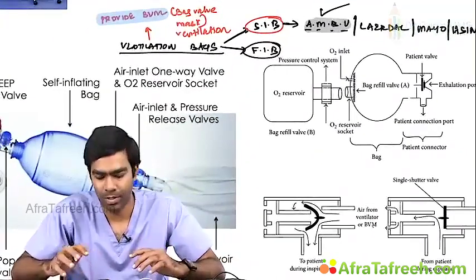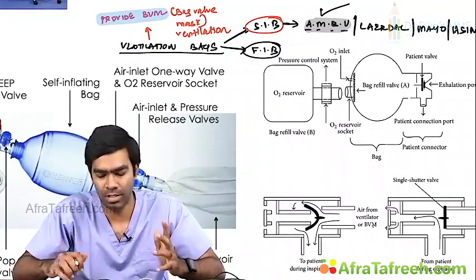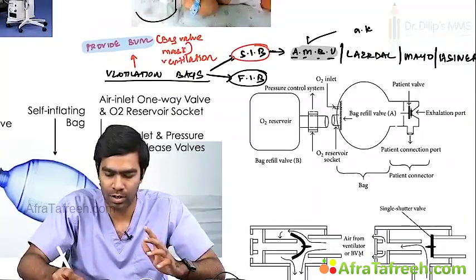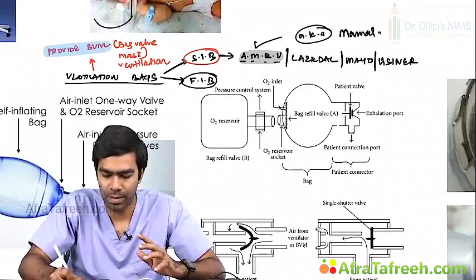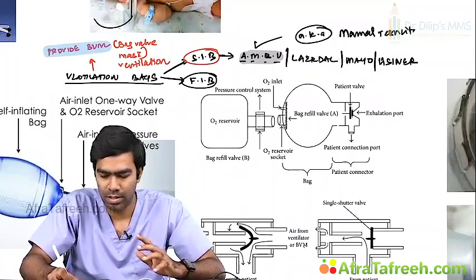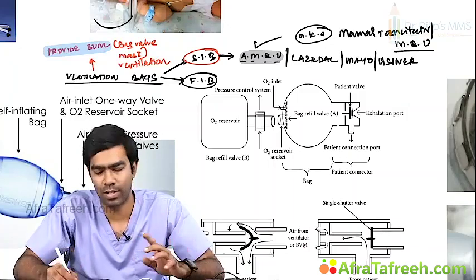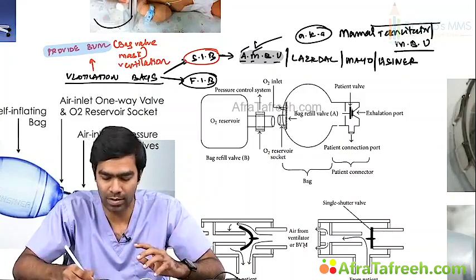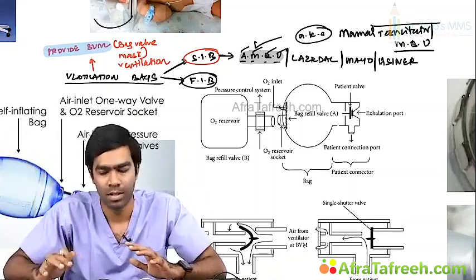So it's a company. This is also called a manual resuscitator, and manual breathing unit, MBU. Manual breathing unit, that's also a name. That's why they mistook it as artificial manual breathing unit. No, it's not the case. Manual breathing unit is a separate name.